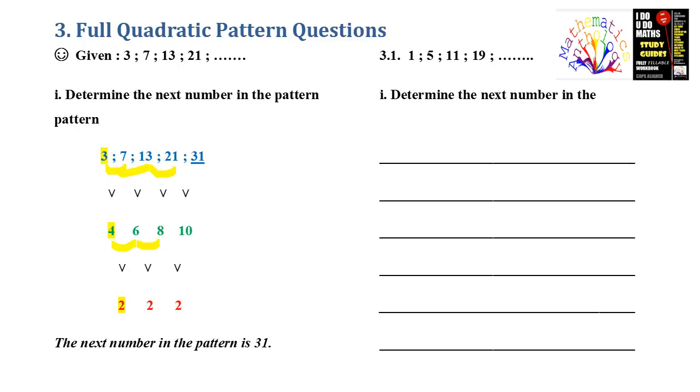To find the next number in the pattern, I know that my next constant second difference will also be 2. So I need to add 2 to the 8 there, and that gives me 10. Then I need to take this 10 and add it to the 21 on top. 21 plus 10 gives me 31. And this here is my next number in the pattern, 31.